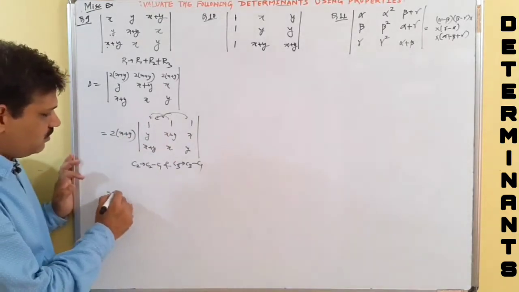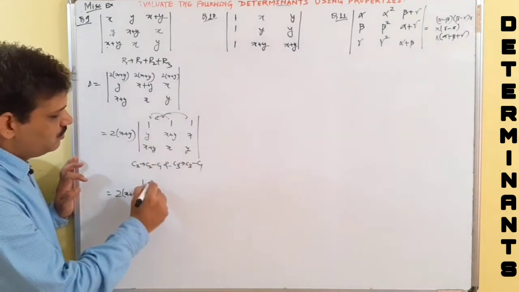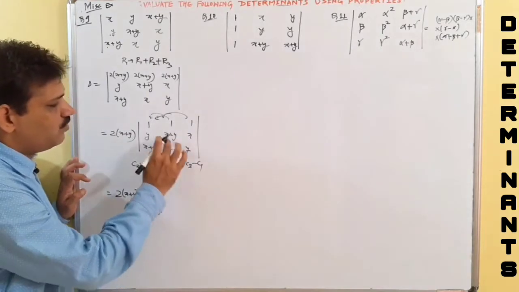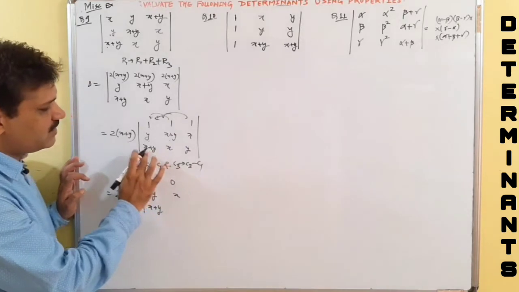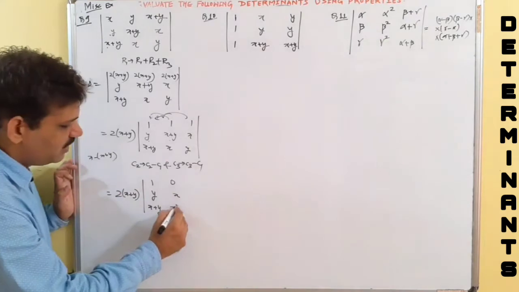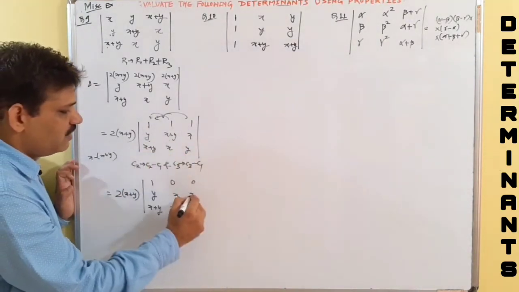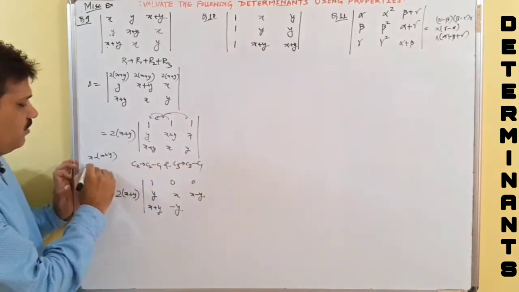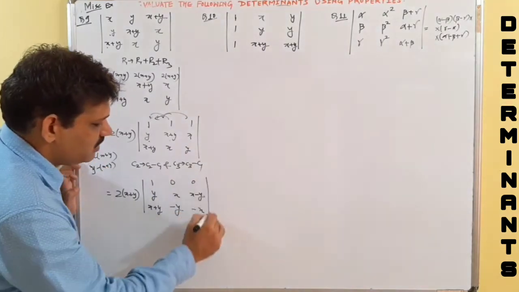Now what it gives, 2 times of x plus y. There is no change in C1, so C1 stays same. Now 1 minus 1 is 0, x plus y minus y. X plus y minus y will give me x. X minus x plus y will simply give me, x will be cancelled out, minus y. In the same way, 1 minus 1 is 0. X minus y will give me x minus y. And y minus x plus y, y will be cancelled out. It will give me minus x.